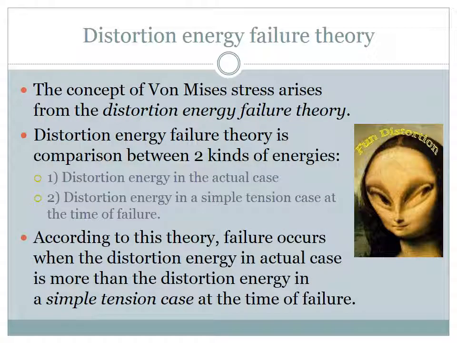The concept of von Mises stress arises from the distortion energy failure theory. Distortion energy failure theory is a comparison between two kinds of energies: distortion energy in the actual case, and distortion energy in a simple tension case at the time of failure. According to this theory, failure occurs when the distortion energy in the actual case is more than the distortion energy in a simple tension case at the time of failure.